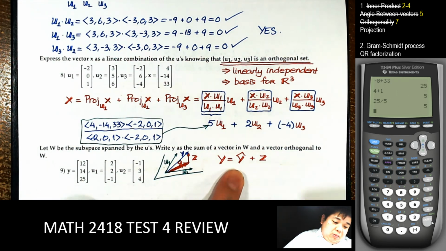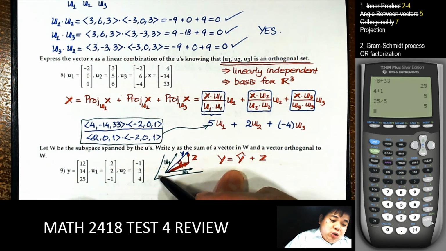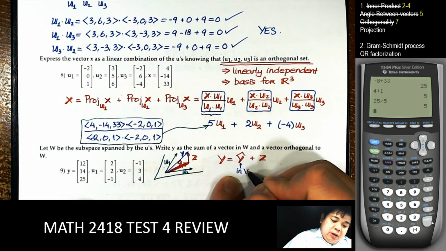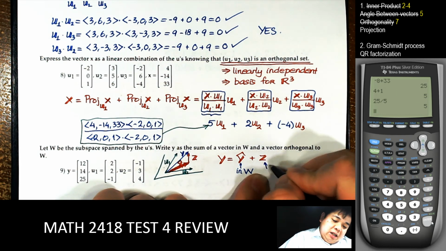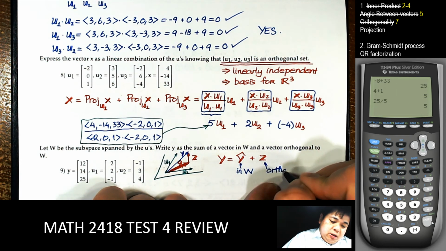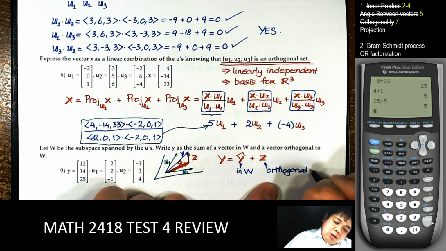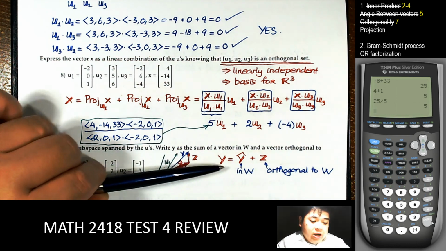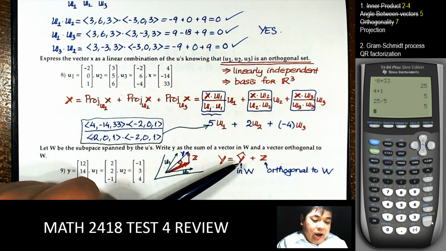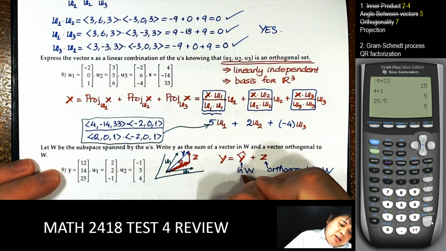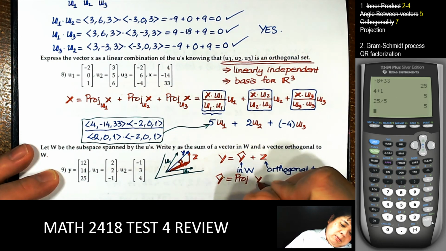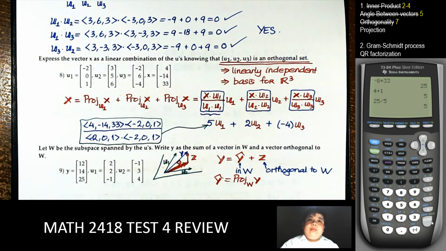The y hat, because it is a projection onto W, is in W. And z is orthogonal to W. So if we can write y as y hat plus z, we're done. So y hat is the projection of y onto W.